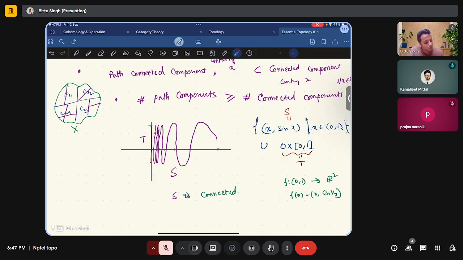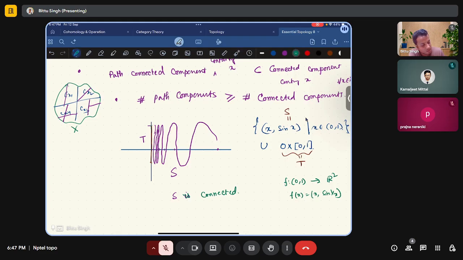And note that T contains the closure of S. So if you take the closure of S, it is clear that whatever point you choose, the neighborhood contains infinitely many points from this sine curve, because it becomes denser and denser.